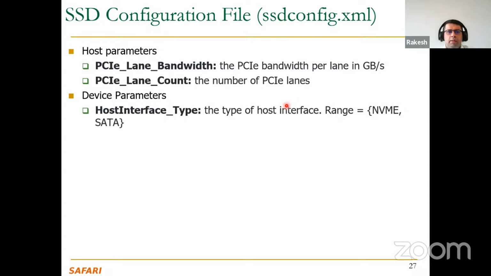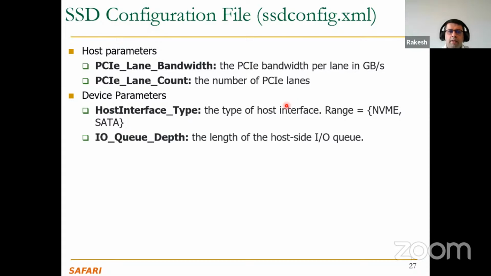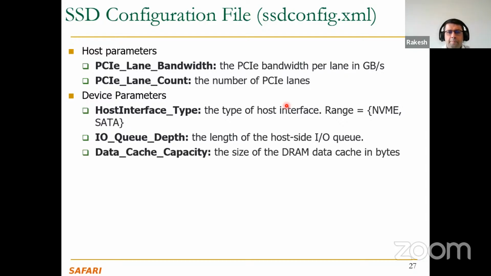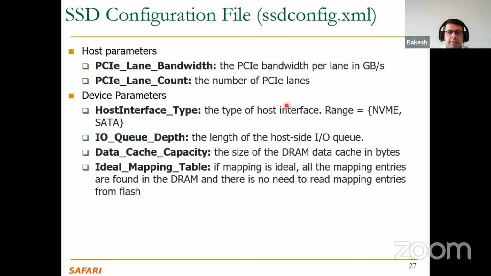And if you look at the device parameters, then we see the host. We can set the host interface type, which is the protocol that we need to use, whether it's an NVMe protocol or a SATA protocol, and the IOQ depth, which is the length of the host side IOQ, and the data cache capacity, which is the size of the DRAM data cache in bytes.